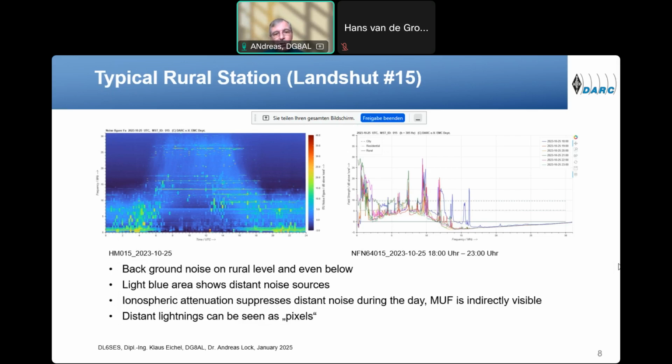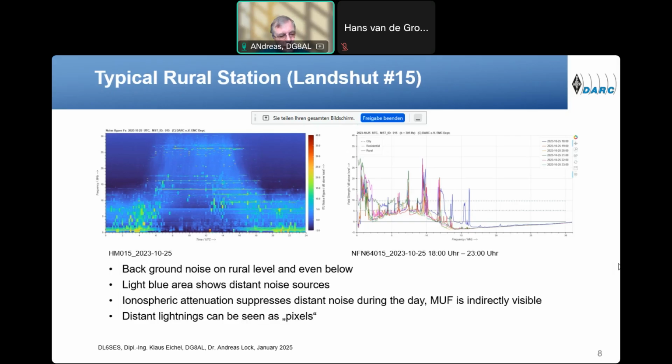When we have collected all the data from one day, we are able to draw a heat map. You can see this on the left-hand side, because the heat map is very compact and comprehensive information about the noise situation of the previous day. What you can see here are the dark areas. If you look at the color bar on the right-hand side, this dark blue color corresponds to -5 dB compared to the rural level.